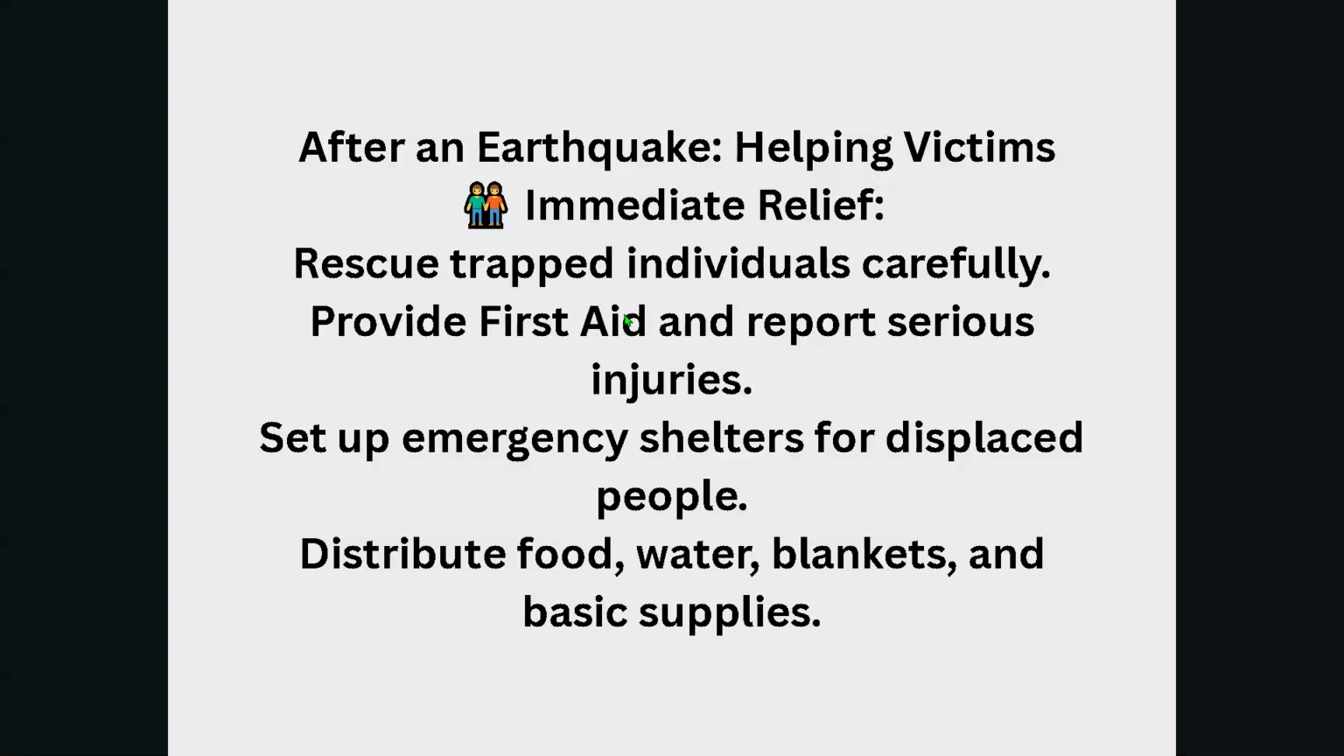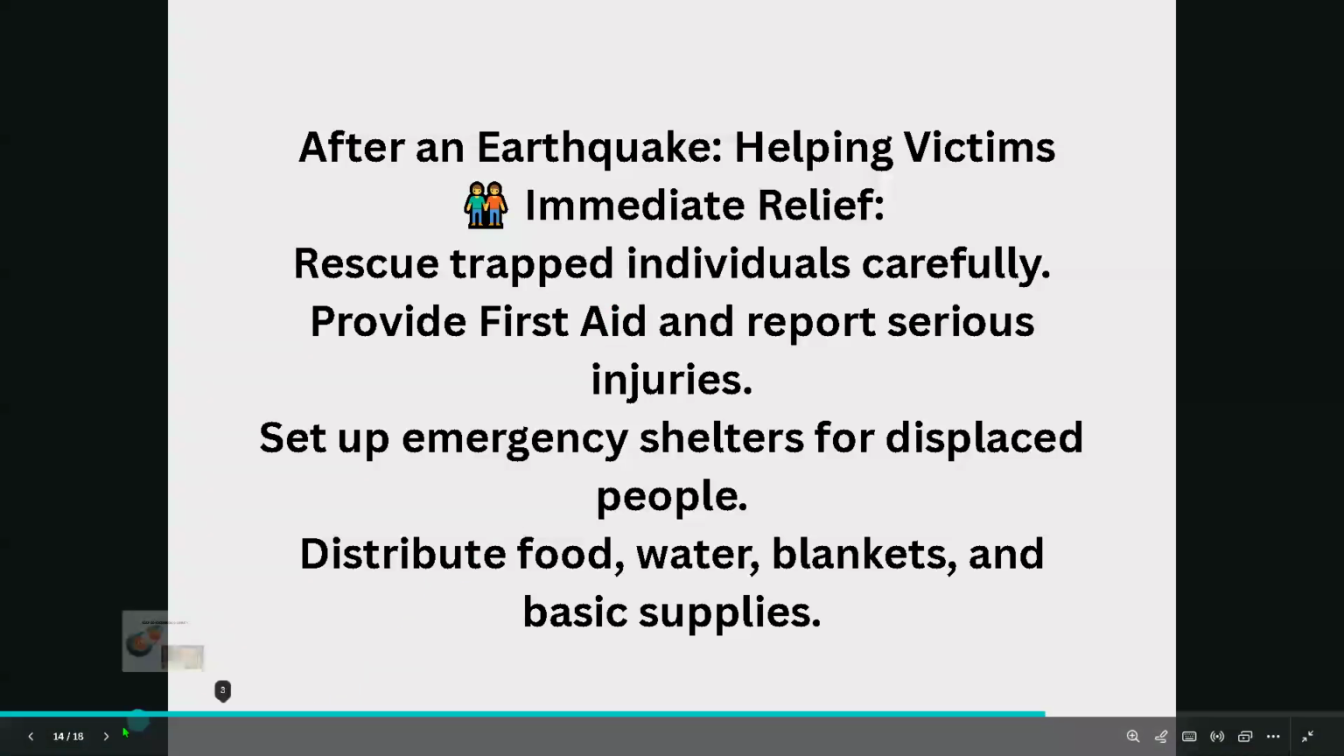Then we can also set up emergency shelters for displaced people. Those who lost houses and became shelterless, we can give them shelter. Nearby schools and colleges, we can take them there, and keep the people in those places until their houses are rebuilt. Till then, we have to keep them in rehabilitation centers. For such people, we have to distribute food, water, blankets, and basic supplies. Clean water is very essential.